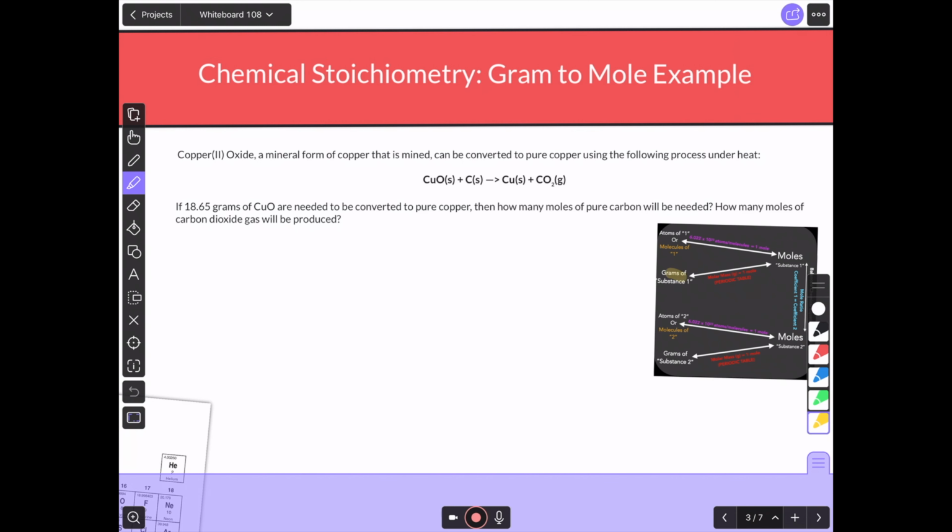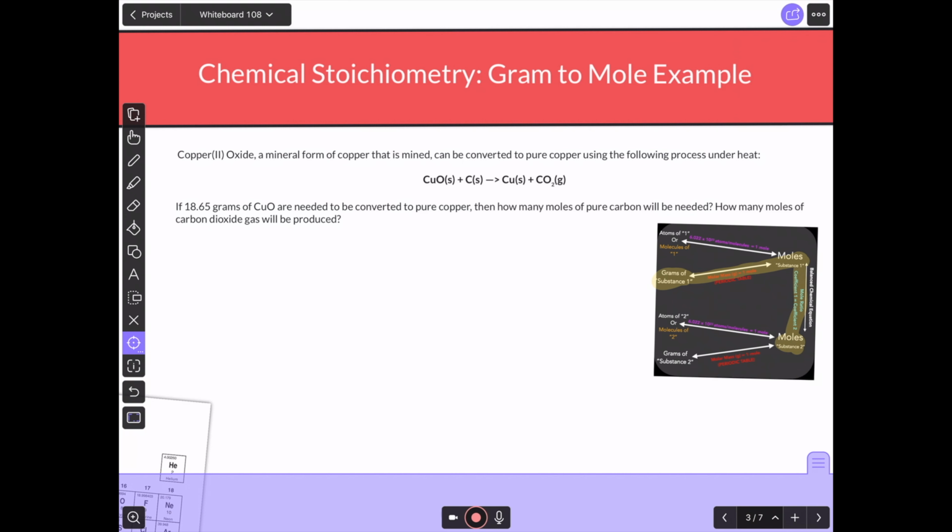Well, again, we're starting with grams instead. So here we're going to start with our grams of our substance, and we want to know how many moles of a product we're going to make, right? So we need to first take the grams of our substance, convert it to moles, so that we can then use the reaction to convert to moles of another substance.